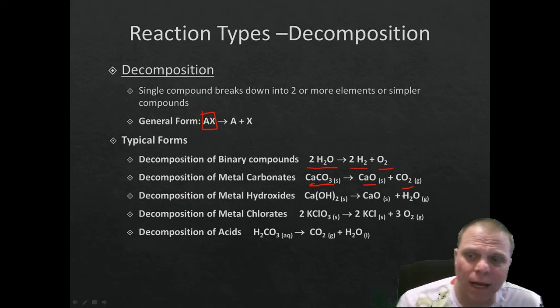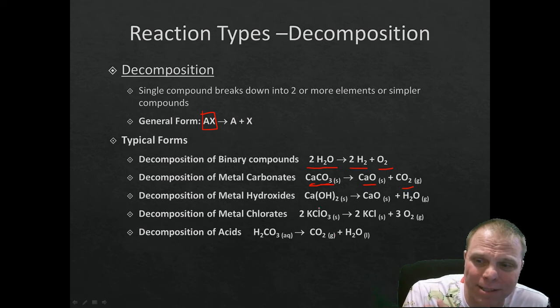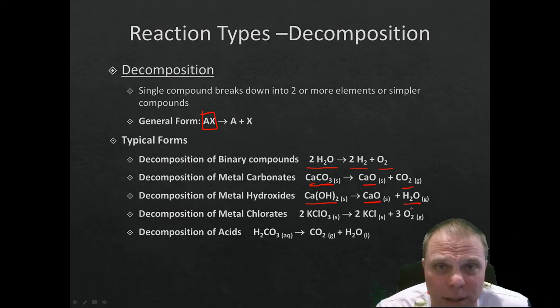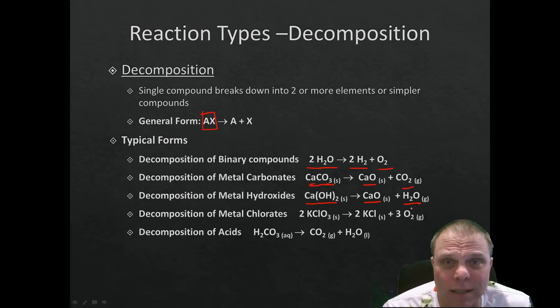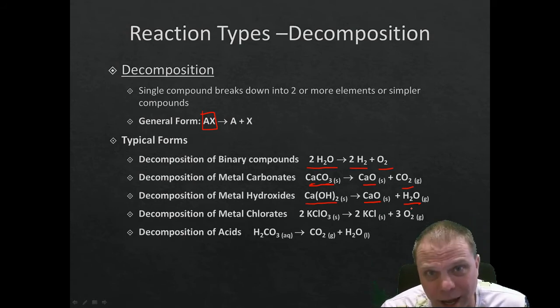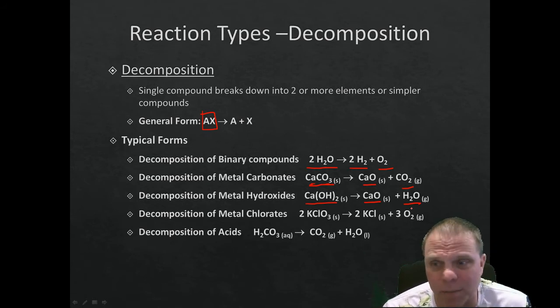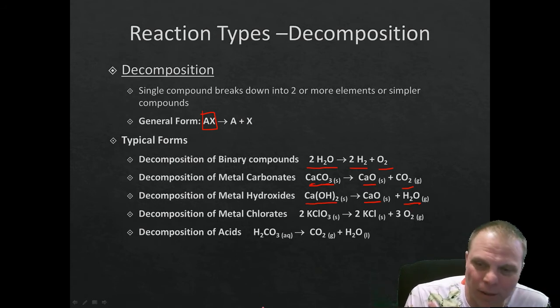For metal hydroxides, you can see that the pattern is very similar. Interestingly enough, it's still forming that metal oxide, but now our other product is going to be water. So a metal hydroxide will form a metal oxide plus water. So again, you see it right now with calcium hydroxide turning into calcium oxide and water. But let's say we had magnesium hydroxide in there. It would form magnesium oxide and water. So that's the form that we would be looking for.